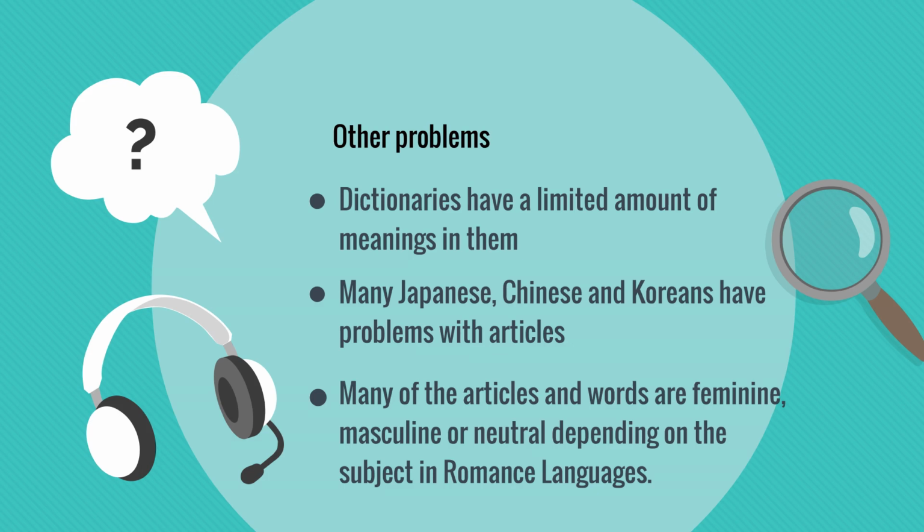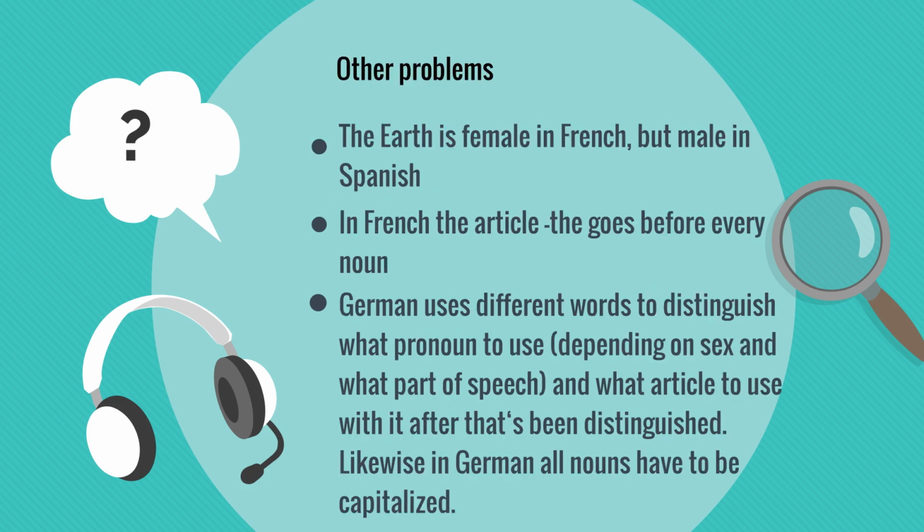Many of the articles and words are feminine, masculine, or neutral depending on the subject. Many English speakers find it difficult to distinguish what would be considered feminine or masculine. The earth is female in French, but male in Spanish. Many English speakers find it also difficult as to why the French always use the article the before every noun, while German uses different words to distinguish what pronoun to use, depending on sex and what part of speech, and what article to use with it after that's been distinguished.